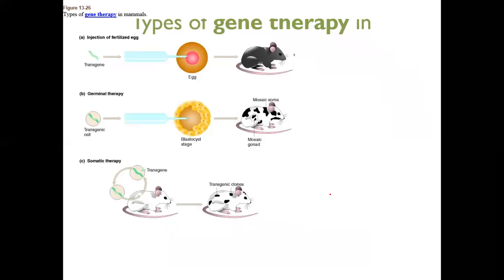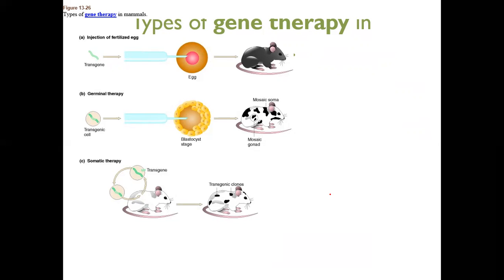Types of gene therapy. There are three types of gene therapy. One is injecting the fertilized egg. Number two is germinal therapy, and number three is somatic therapy.